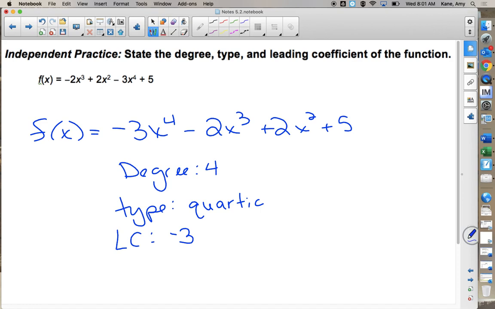Questions? The leading coefficient is always with the largest power. It doesn't matter that it's not first here. Once you write that largest power first, it's the part that comes in the front. So it's called the leading coefficient. It should be the first thing that you see in the function.